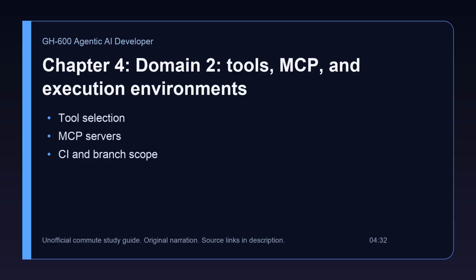The wrong answer is to connect every MCP server because the agent might need it. That is tool sprawl. The study guide mentions GitHub Remote MCP Server, MCP registries, and MCP allow lists. Translate that into a scenario answer: use approved sources of tools, restrict what can be called, and prevent unapproved servers from silently expanding the agent's authority.